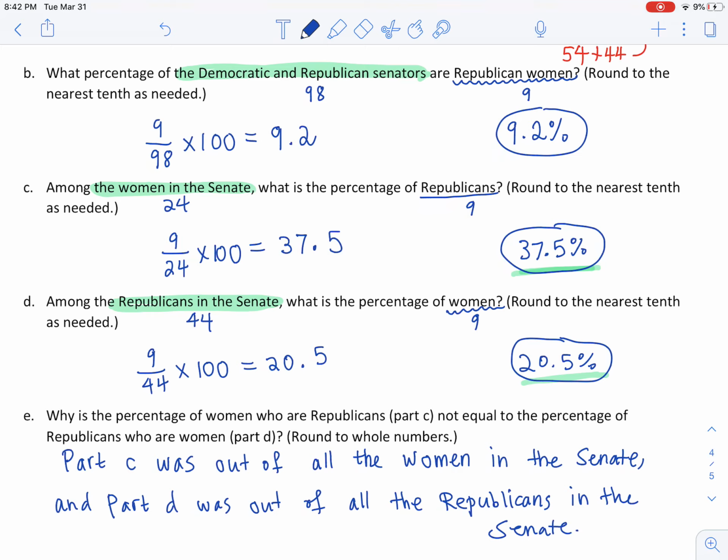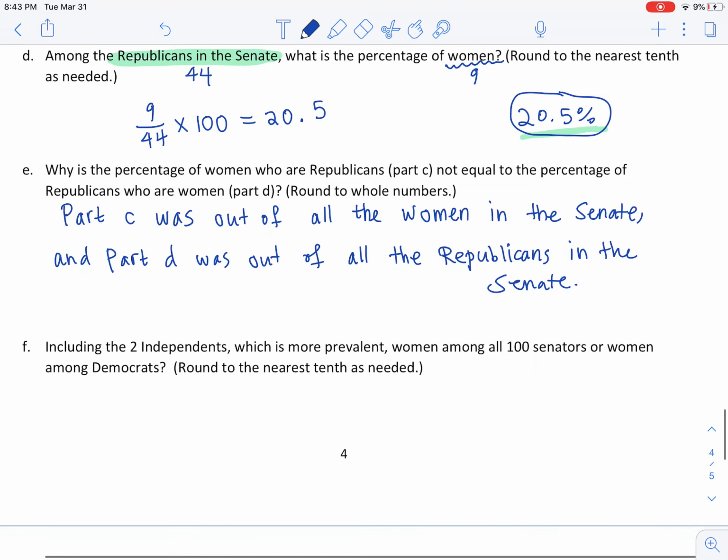So you see how they both talked about the Republican woman in the denominator, in the numerator. We were looking at just different groups of people in terms of the whole here, right? Part C was about all the women in the Senate, while part D was asking for out of all the Republicans in the Senate. So that's why the answers were different in C and D, because they were asking different questions, okay?